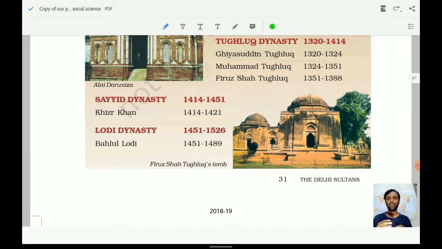So what happens after 1526? In 1526 the Mughals came to India and they established their rule. So here the Delhi Sultanate ends. But our initial focus will be on the Delhi Sultanate, because this particular chapter is talking about the Delhi Sultanate and the parallel developments in the Indian subcontinent which were happening. We will look at them, right?